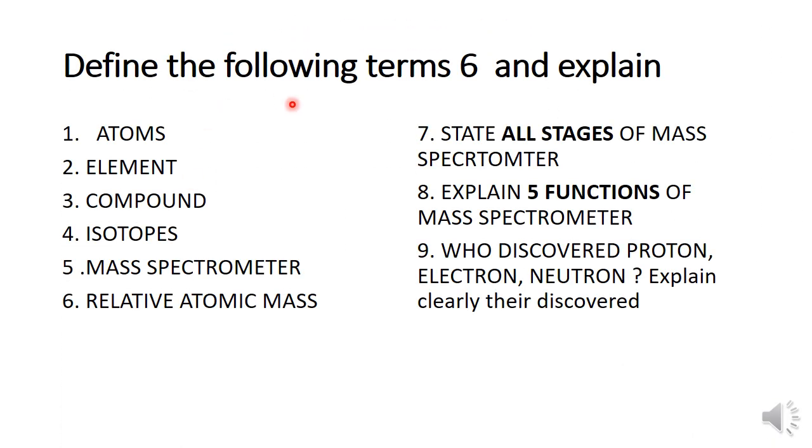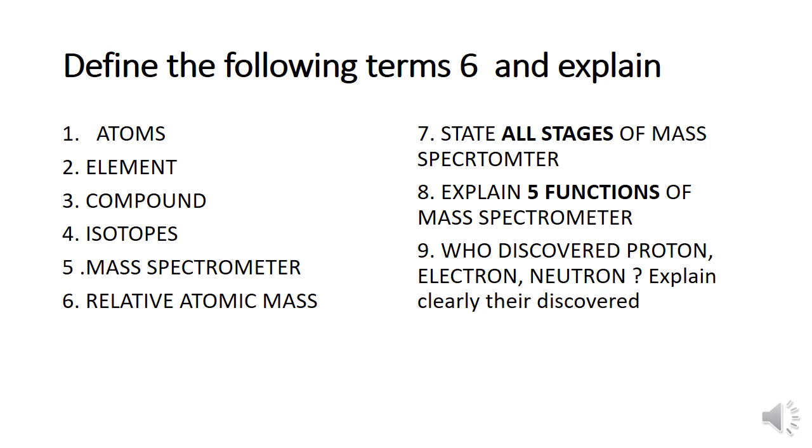Before I go further in unit 1, this is the question you have to think about after studying this topic or lesson. Define the following terms: atom, element, compound, isotope, mass spectrometer, relative atomic mass. Explain the stages of a mass spectrometer. Explain 5 functions of a mass spectrometer. Who discovered the proton, electron, and neutron, and explain clearly their discovery. This is the question you have to answer after studying this unit.